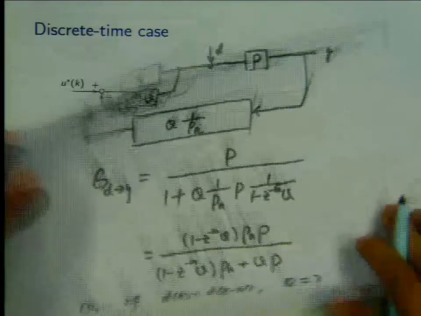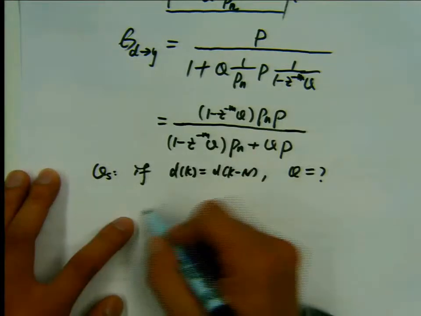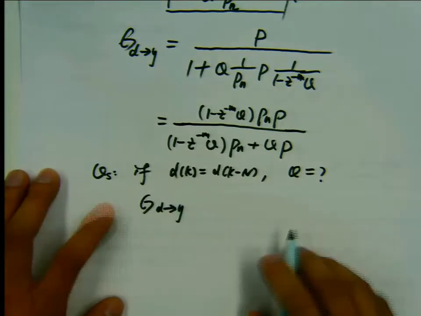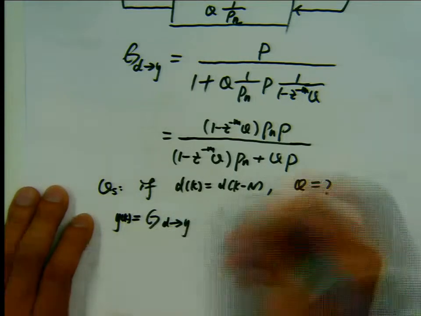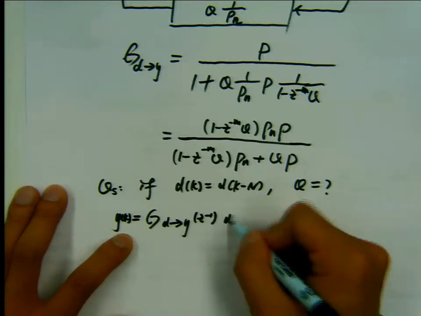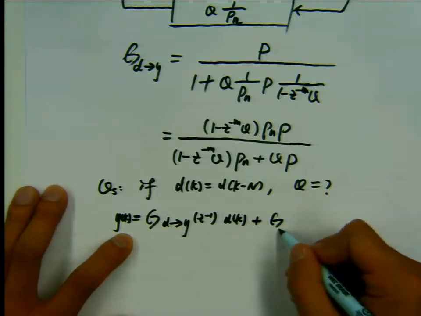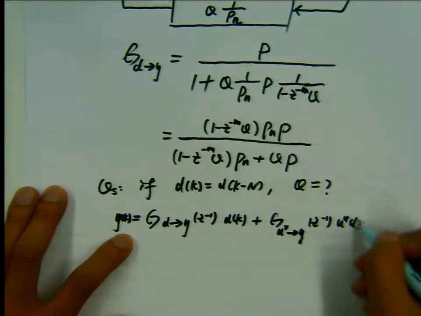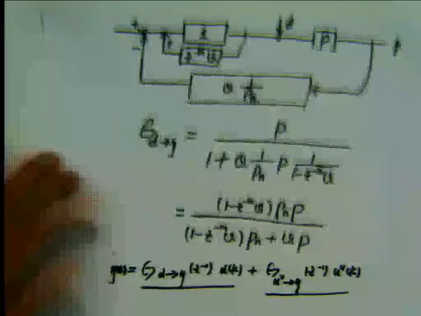Okay, so let me make one proposal. We have learned the transfer function between D and Y is G D to Y. So that means y_k equals this guy, if I use z as a delay operator, times d_k. Then there will be other terms like G U star to Y, z inverse times u star_k. This is the disturbance rejection performance. This is how the signal follows the reference.